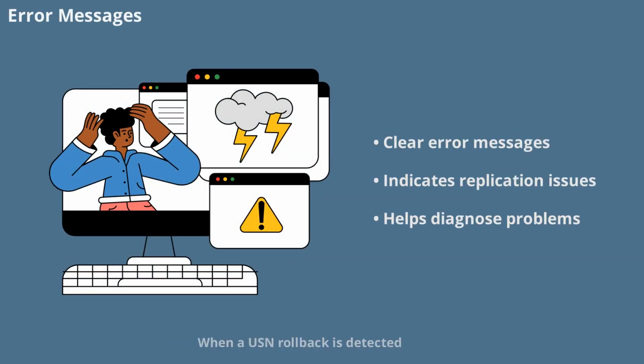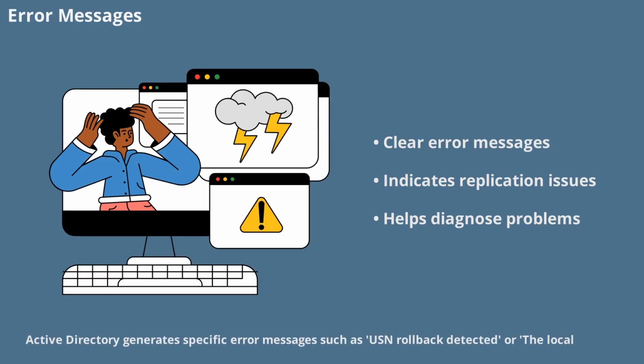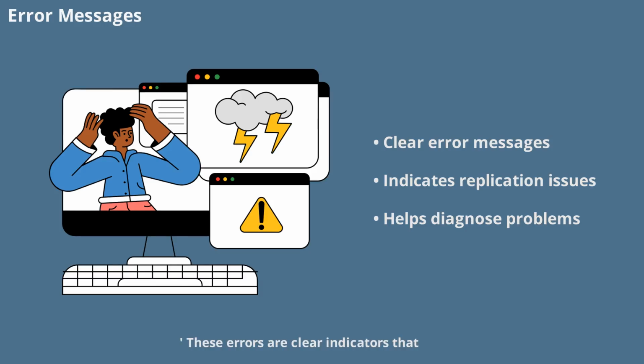When a USN rollback is detected, Active Directory generates specific error messages such as "USN rollback detected," or "the local domain controller has attempted to replicate changes from a partner using an old USN." These errors are clear indicators that something has gone wrong with the replication process.